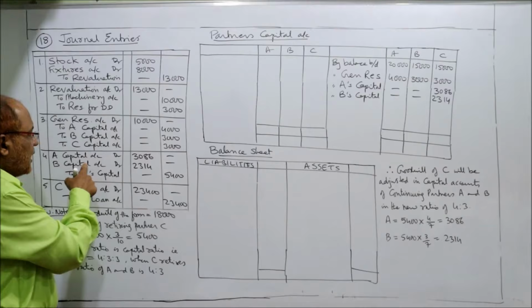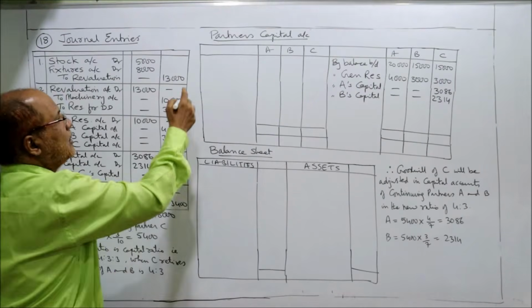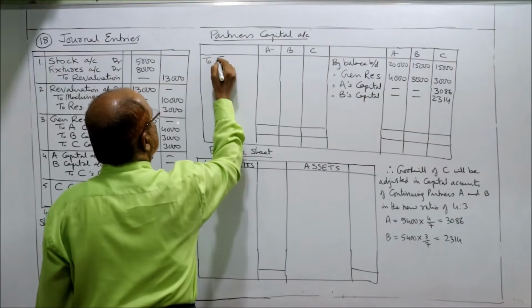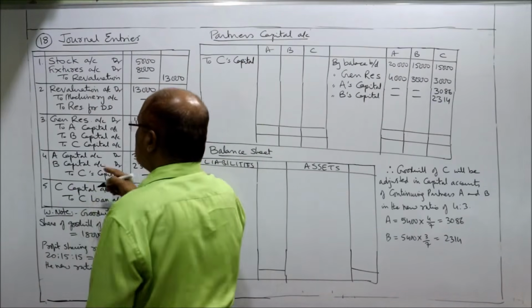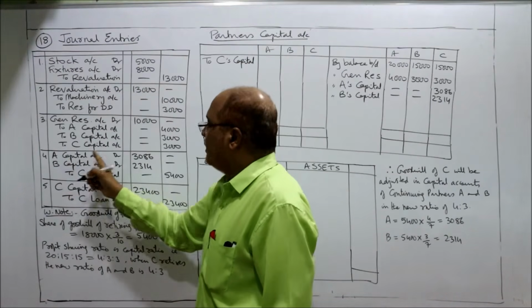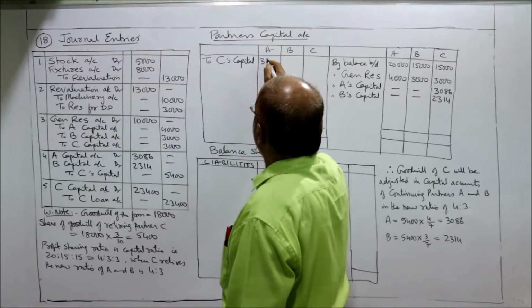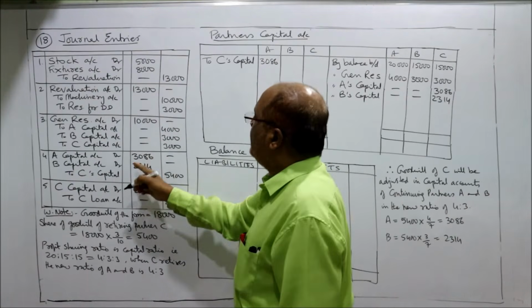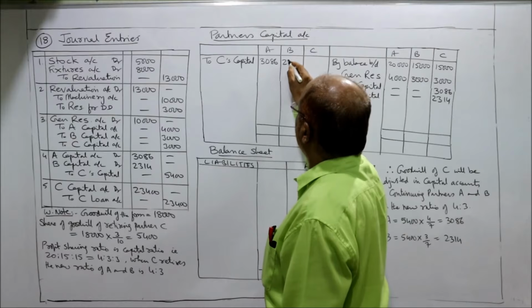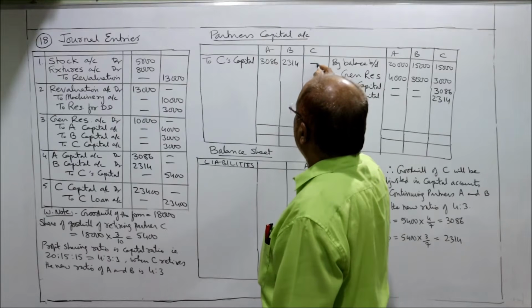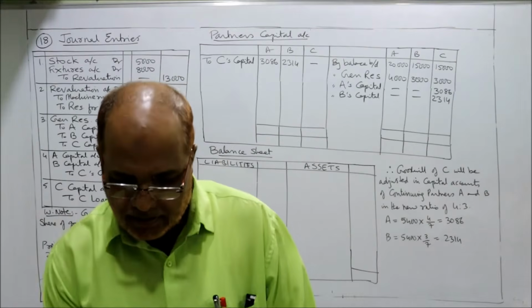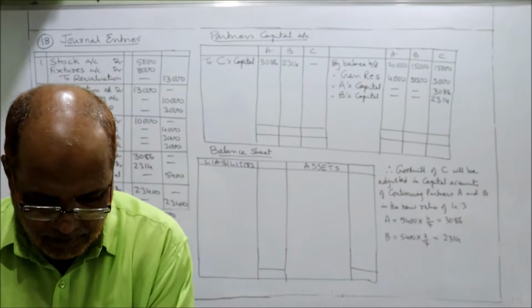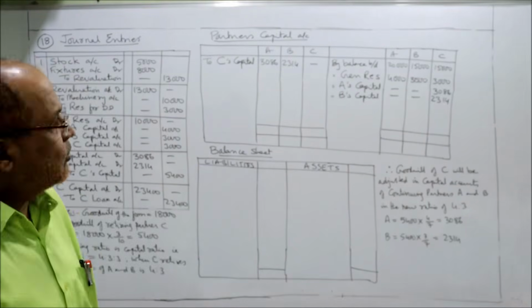Now A's capital and B's capital should be debited. So on the debit side, to C's capital. In which column do we take A and B? A 3,086 and B 2,314. In C's column, a dash. Only A and B should be debited. So we have prepared the partners' capital accounts.